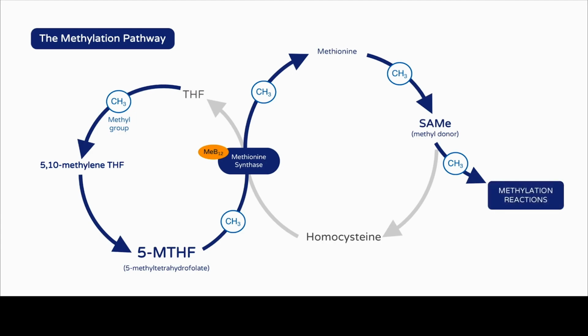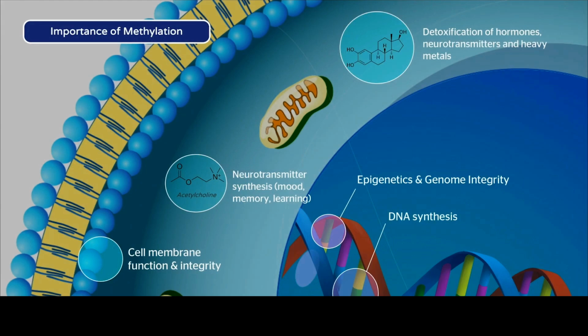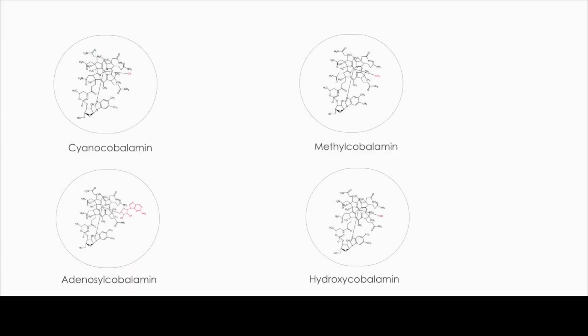Methylation plays numerous roles in homeostasis and health, and its functions are very broad, but here I've captured a few of them: primarily neurotransmitter synthesis, detoxification, epigenetics, DNA synthesis, and creating cell membrane components like phospholipids. These are just a few of the physiological roles of methylation. Let's take a moment to touch on the 4 different forms of this vitamin that you'll see available as dietary supplements.